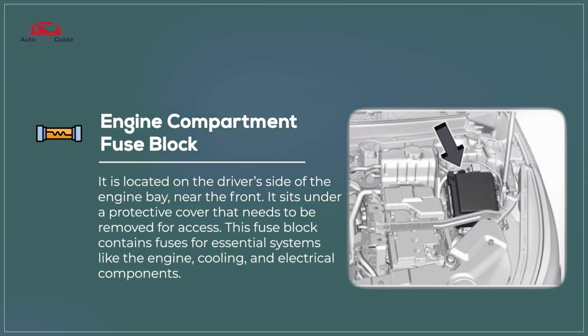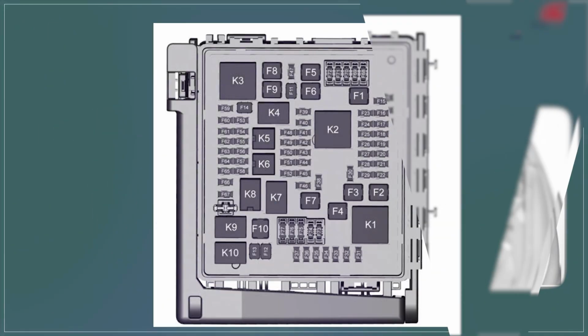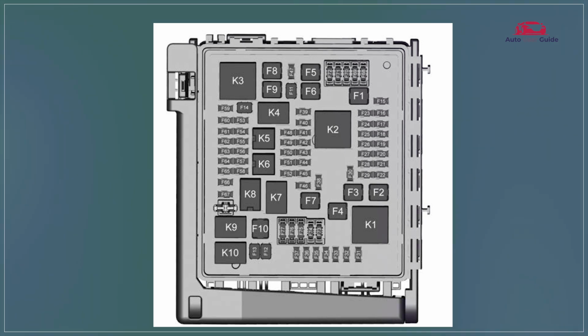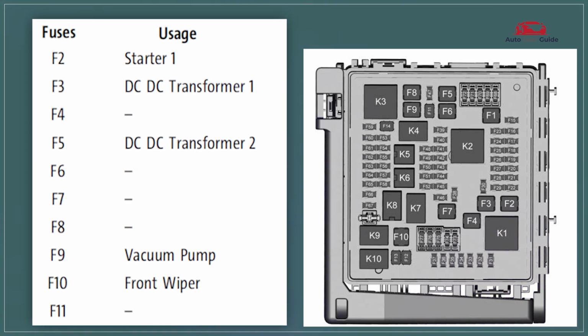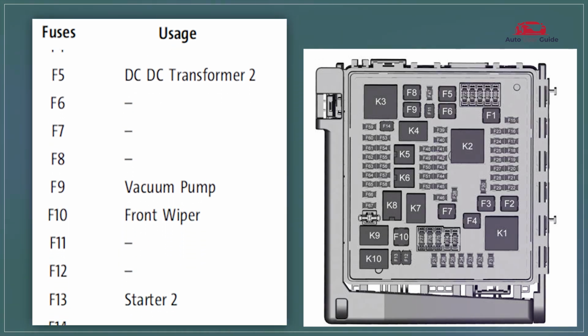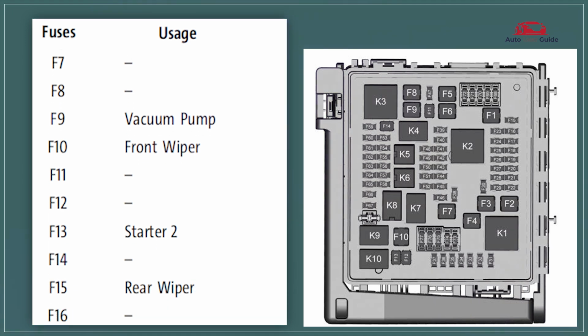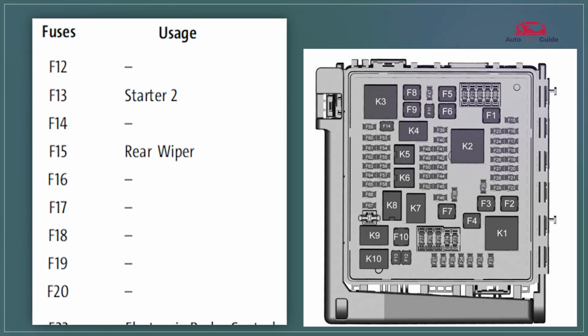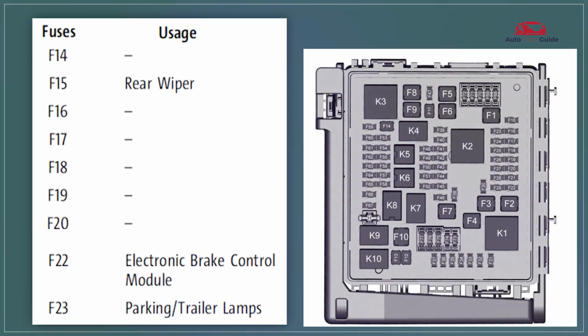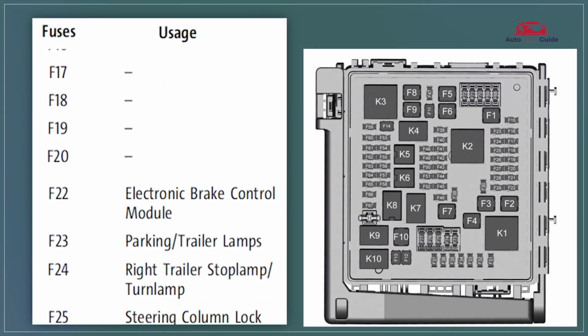Engine compartment fuse block. The engine compartment fuse block in the 2023 Chevrolet Traverse protects critical systems like the engine, cooling fans, and ABS. It includes clearly labeled fuses and relays for easy identification and replacement. The fuse block ensures electrical safety by preventing overloads and managing power distribution to vital components.